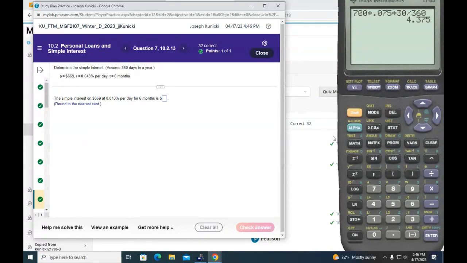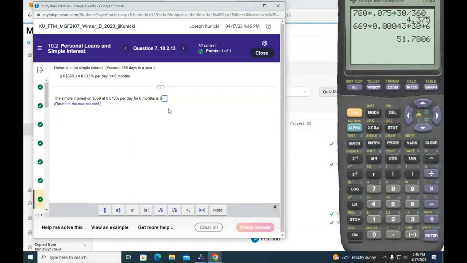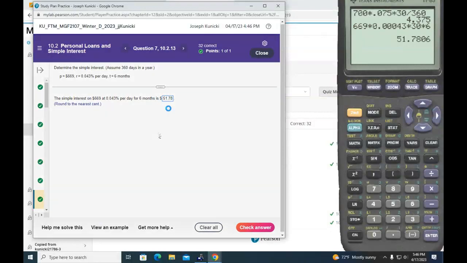So what's the easiest way to do it? So we have 669 is the principal times. Now look, it's 0.043%. So as a decimal, it's 0.00043. And I'm just going to do times 30. I'm going to turn it into a monthly rate. And then I'm going to do times 6, because now T is in months. Now they're both in months. I don't need parentheses because it's all the same order of operations. So the interest is $51.78.